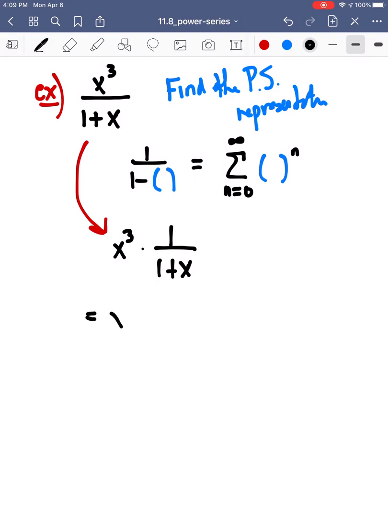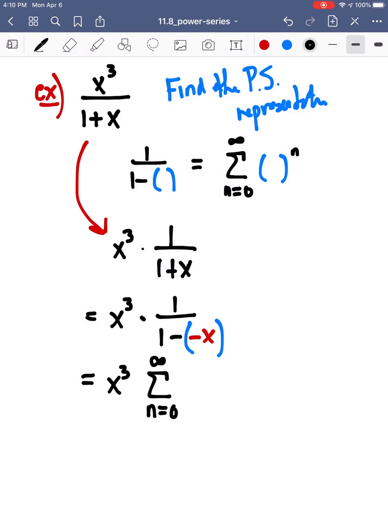And, well, let's move towards that stencil now. So we have x cubed multiplying our fraction, 1 over 1 minus a negative x. And that minus minus would give us that original plus in that denominator. So we can rewrite this now as the power series from n equals 0 to infinity of, remember, whatever's in those blue parentheses, in this case a minus x, raised to the nth power.